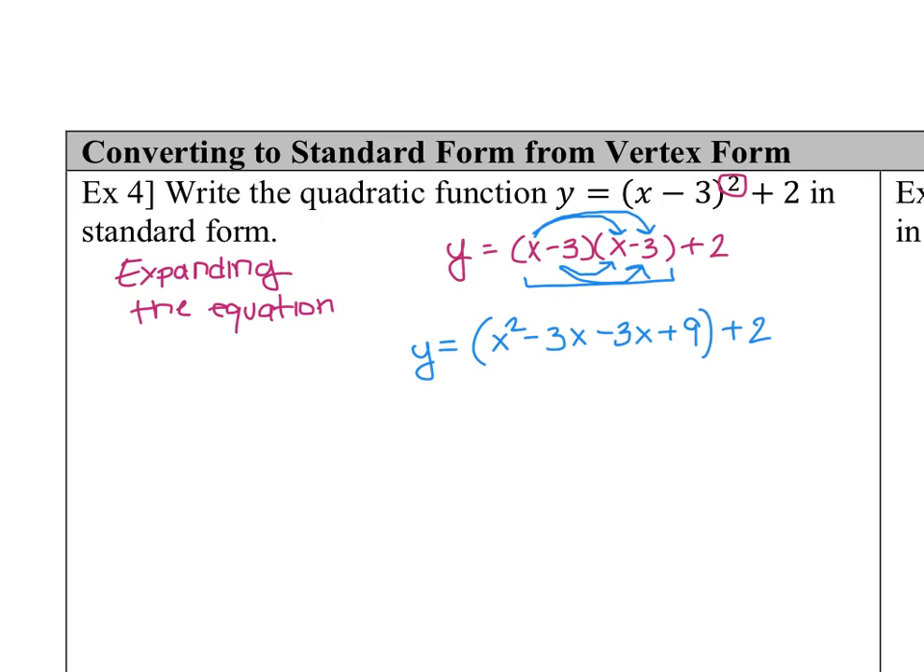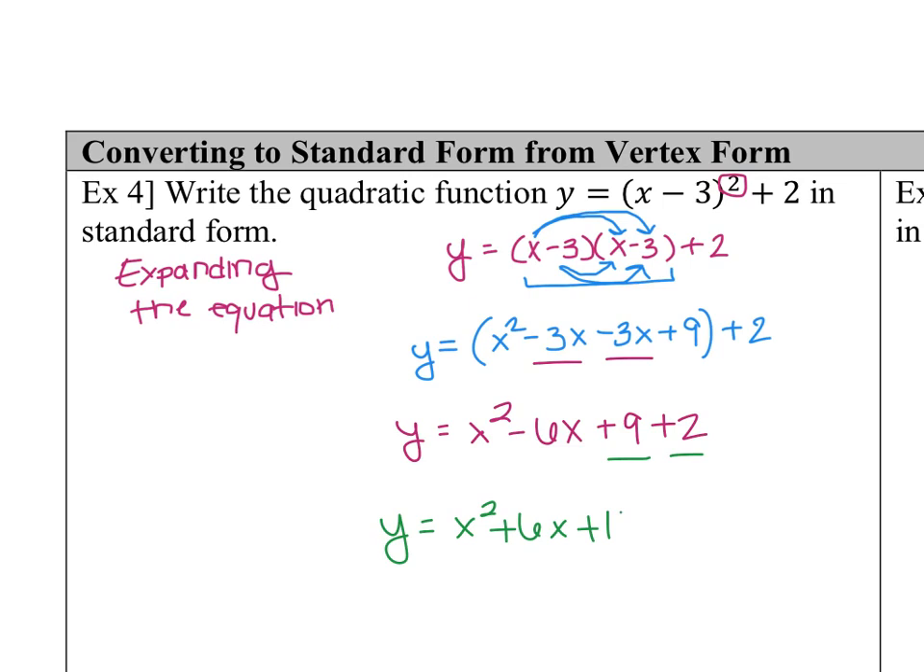So let's try to combine some like terms together. I've got negative 3x and negative 3x that are like terms. So that makes negative 6x. Now the other set of like terms that I have is 9 and 2. So y equals x squared minus 6x, and 9 plus 2 makes 11. So this is the standard form parabola that goes with the vertex form from up here. These are the same equations, just written in two different ways.